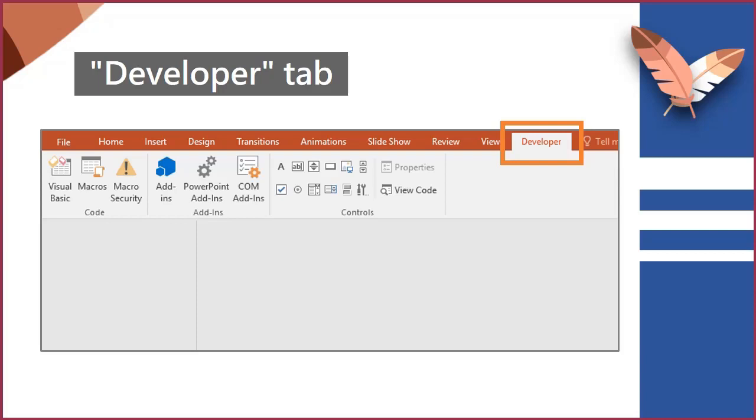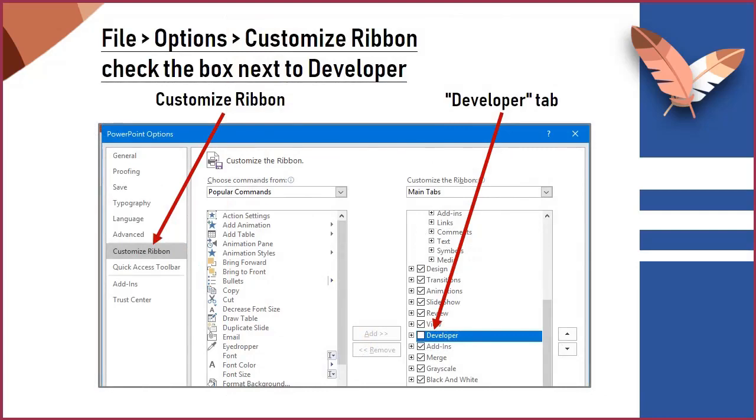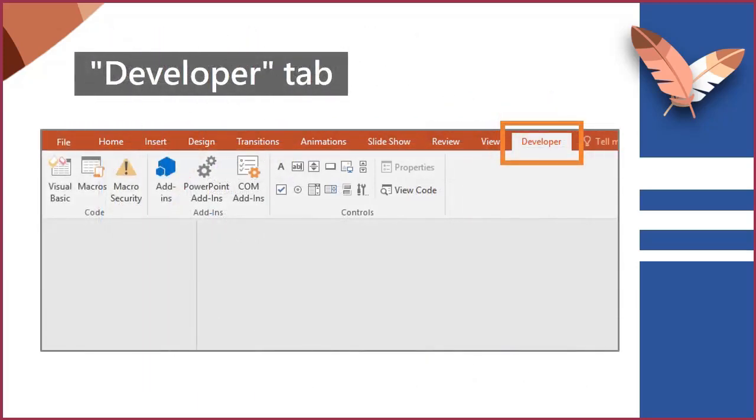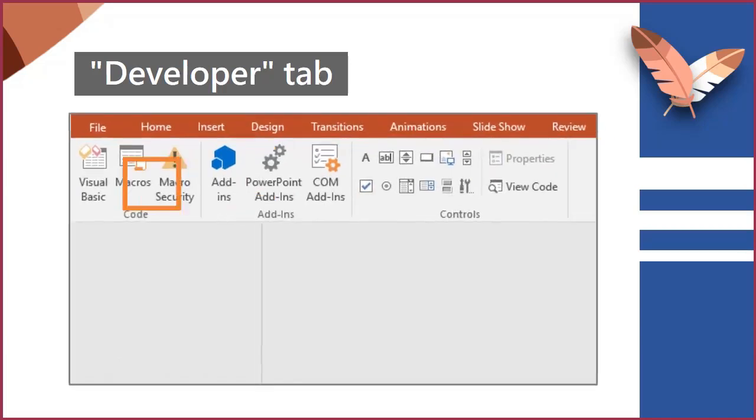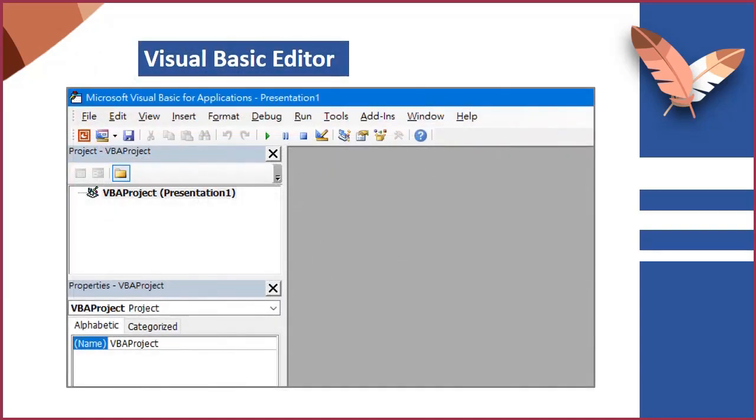If the Developer tab isn't visible in the ribbon, you can enable it by following these steps. Click on File and then Options. In the Options dialog box, click on Customize ribbon. On the right side of the dialog box, under Main tabs, find and check the box for Developer. Click on OK to save your changes. Now, you should see the Developer tab in your ribbon. To open the familiar Visual Basic Editor window where you can write and modify your macros, click on the Developer tab and then click on Visual Basic. The VBE should appear on your screen.